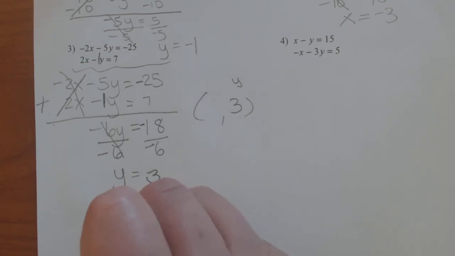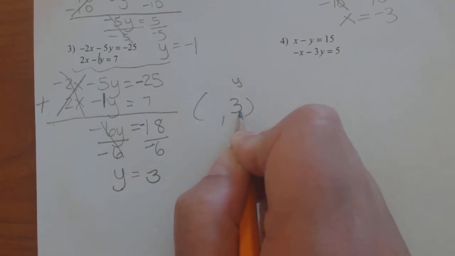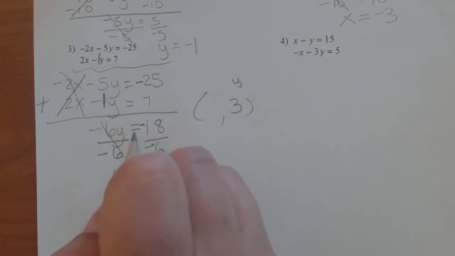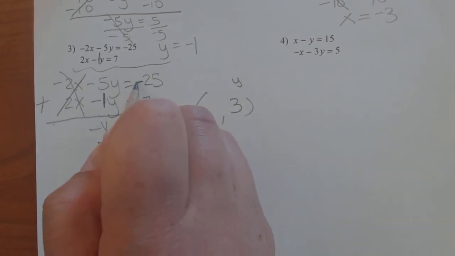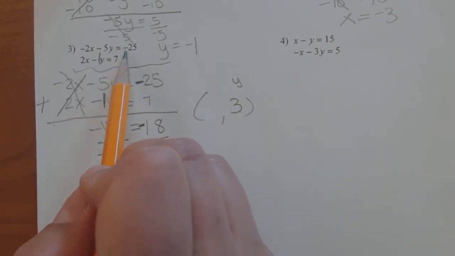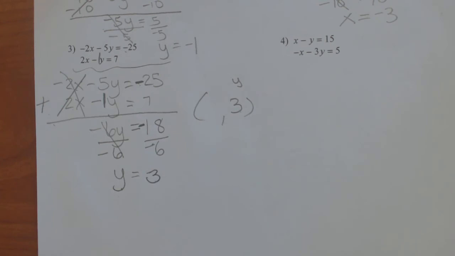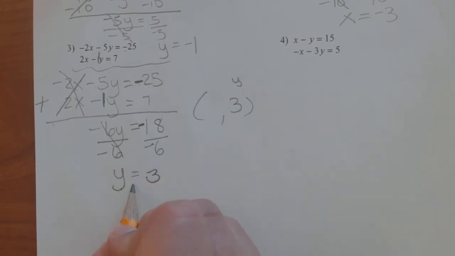So my y value, y equals 3. That was a negative 18 because this was a negative 25. So be careful of those tiny negatives. Make sure you're bringing those down. Okay, I have my y.